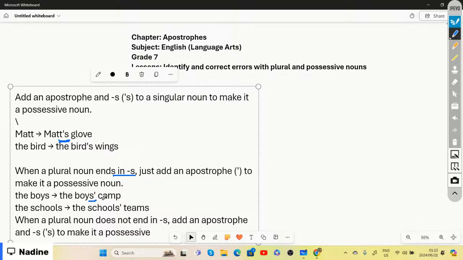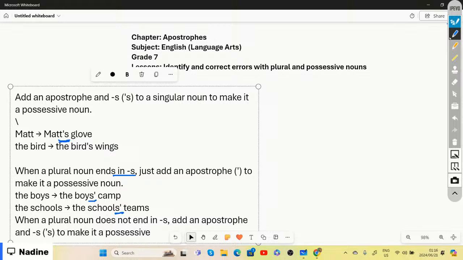And that is why we have the boys' camp as well as the schools' team, right? And the schools' team, which means that we are making mention of more than one school, not just one school. So it's like the schools and the teams that are competing against one another, right? And that is why we say the schools' team.